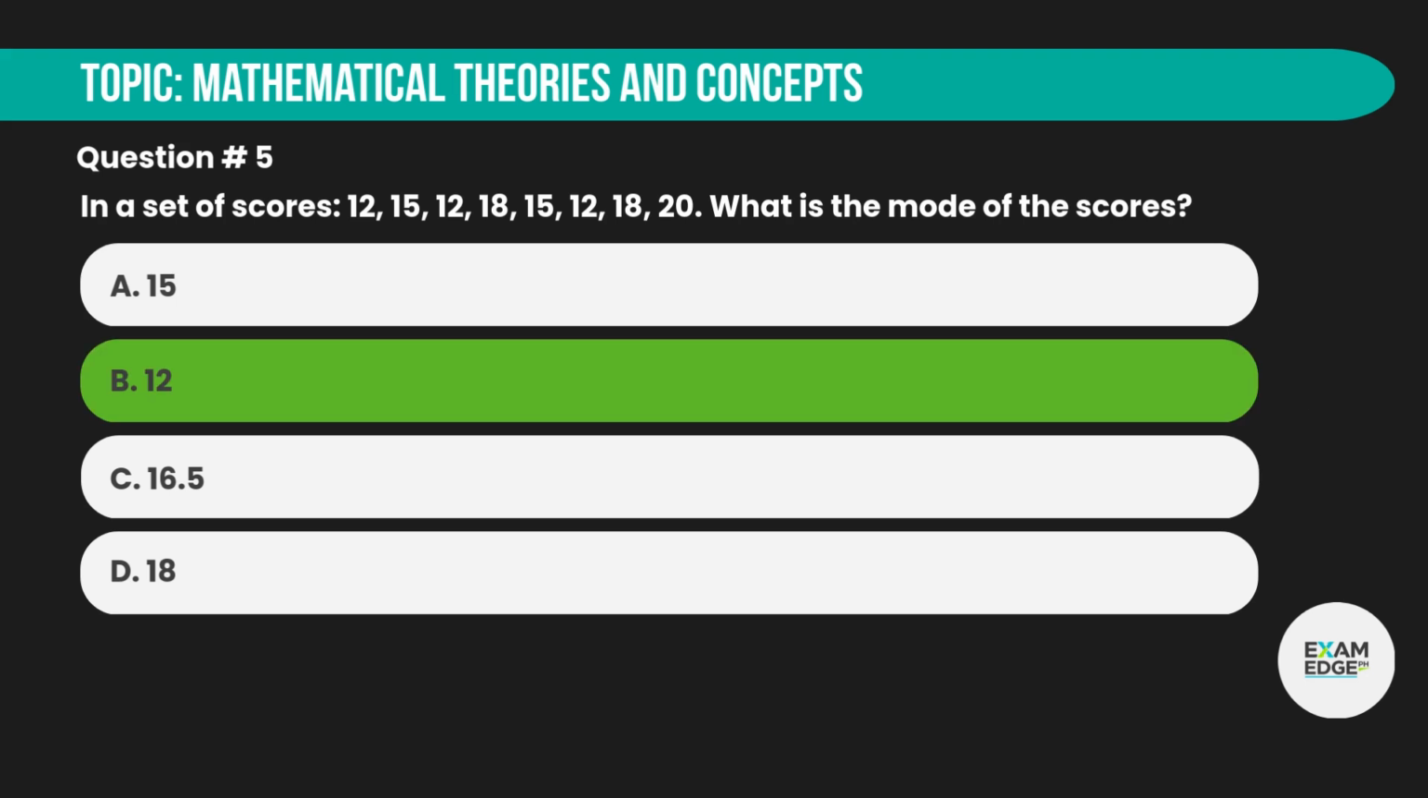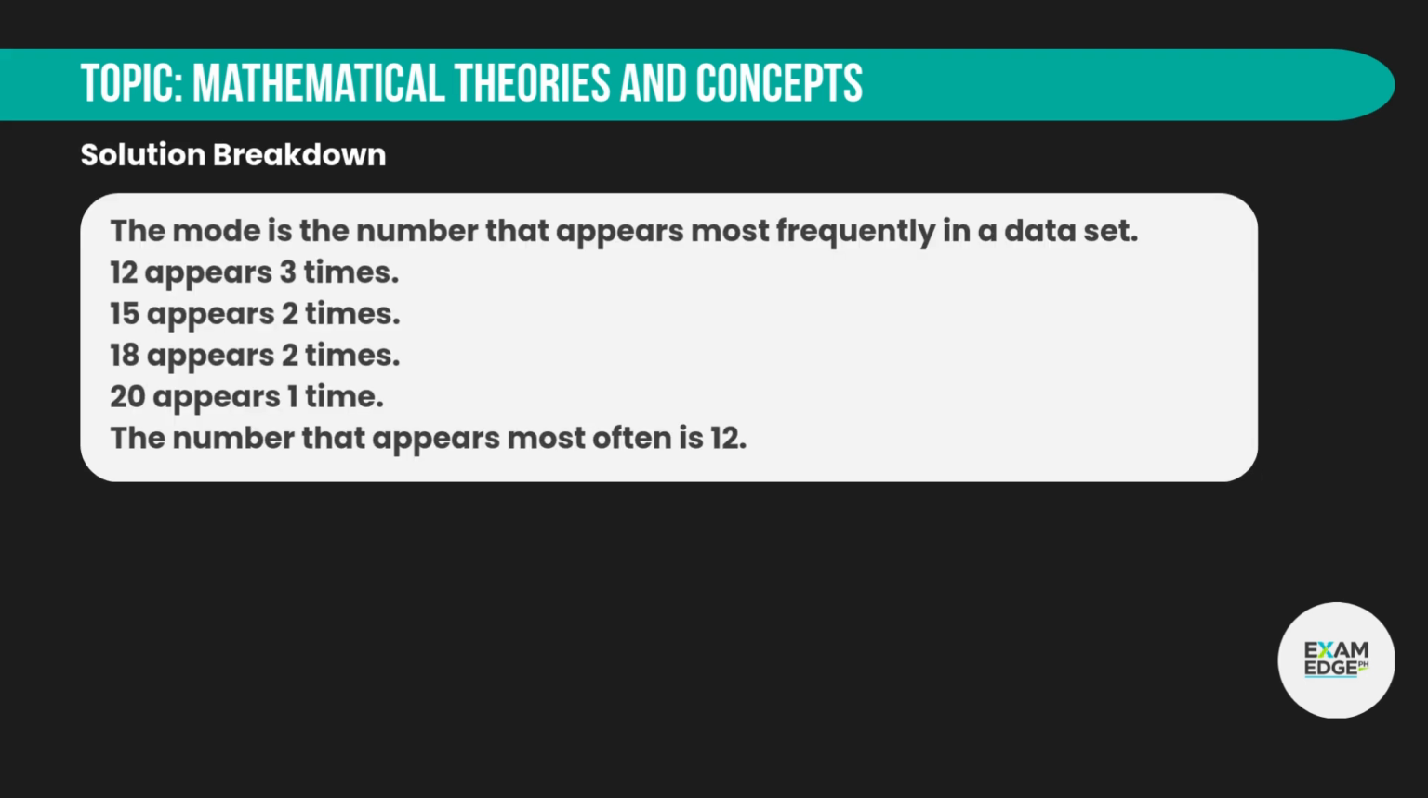Correct answer. B. 12. Solution breakdown. The mode is the number that appears most frequently in a dataset. 12 appears 3 times, 15 appears 2 times, 18 appears 2 times, 20 appears 1 time. The number that appears most often is 12.